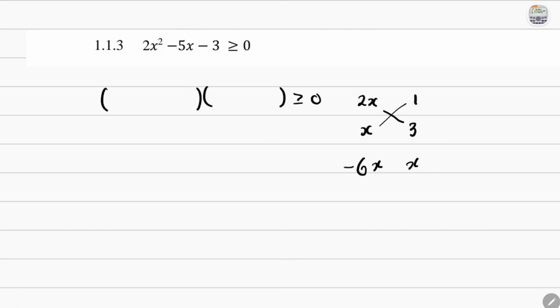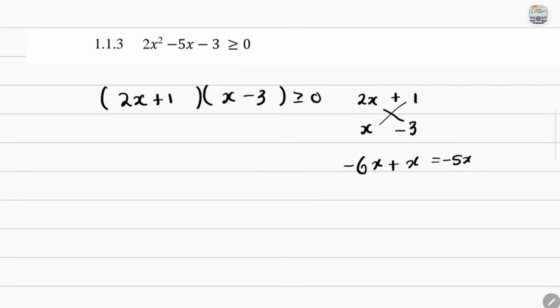So give the negative to the bigger factor. So we have negative 6x plus x, which gives us negative 5x, and there we go. So how did we get the 6x? We need to give the negative to whichever factor caused us to get this negative 6x. It was because we said 2x times 3. So give the negative to the 3 and the positive to the 1. And so our factors are 2x plus 1 and x minus 3.